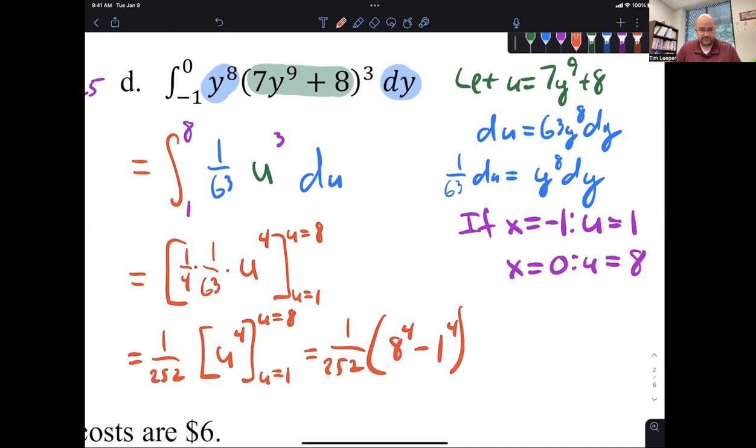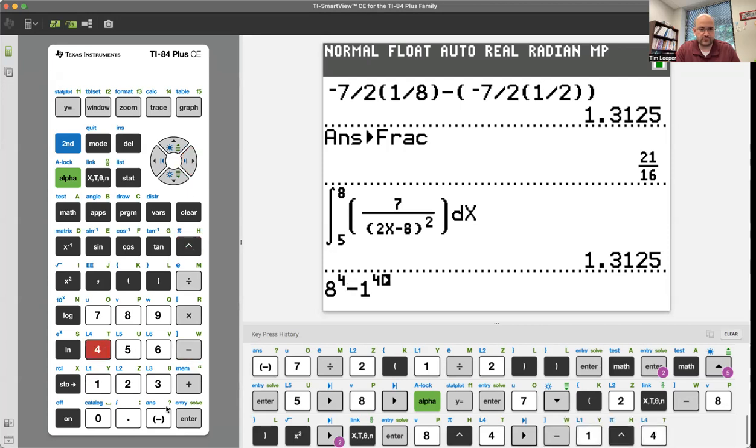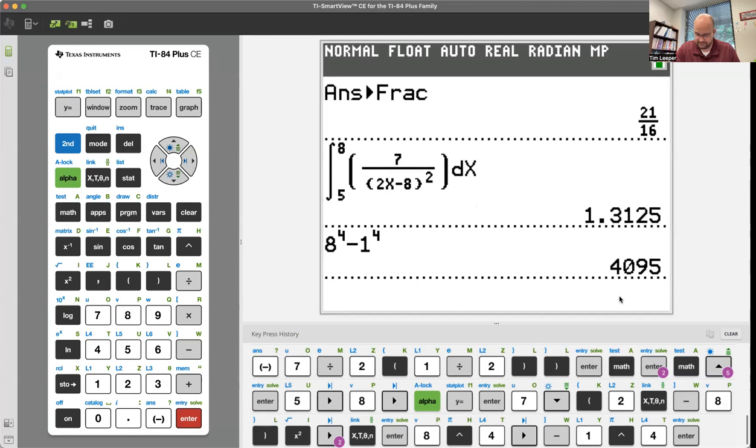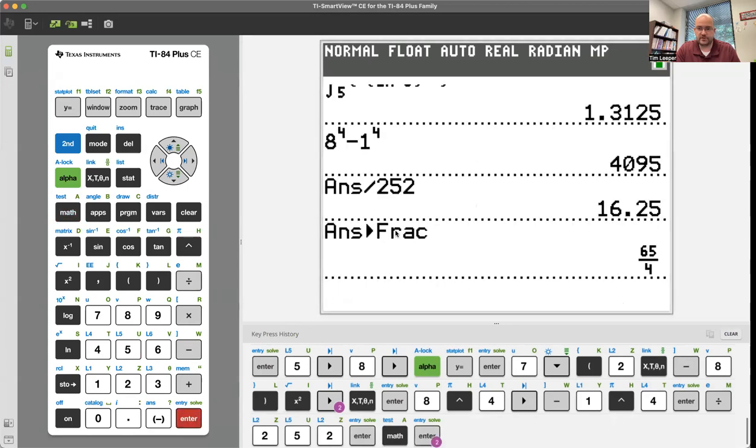Now, I have no idea what 8 to the 4th power is, so let's go figure it out. So 8 to the 4th power, and then technically just minus 1 to the 4th power as well. It gives me 4095, and of course, divide by 252. Gives us 16.25, press math, enter, enter. It's 65 over 4.